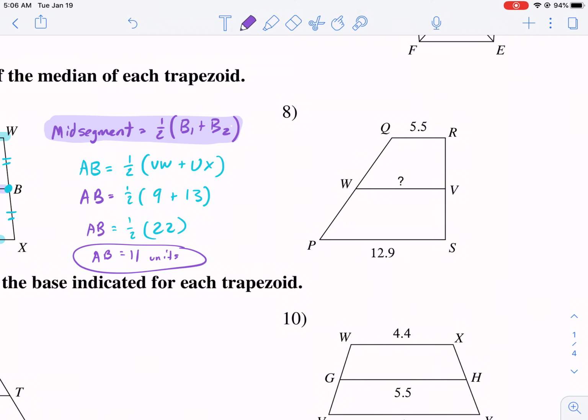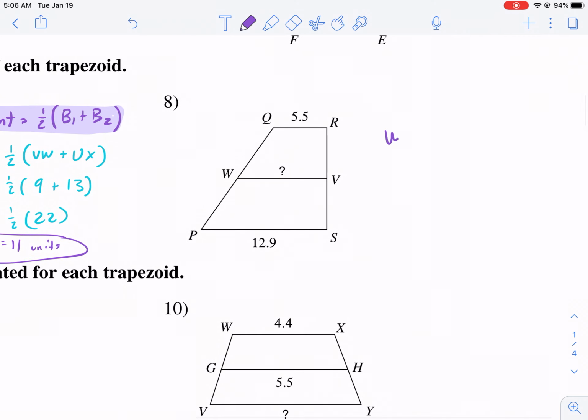This one's going to be better served with a calculator. So we know WV is going to be 1/2, 5.5, our base 1, plus base 2, 12.9. 5.5 plus 12.9, I get 18.4. You can also put it as divide by 2. Let me show you that a different way. If you don't like the times 1/2, which some of my students don't like, you can also think of it as the two bases added together divided by 2. And that's going to be equal to WV, our mid-segment.